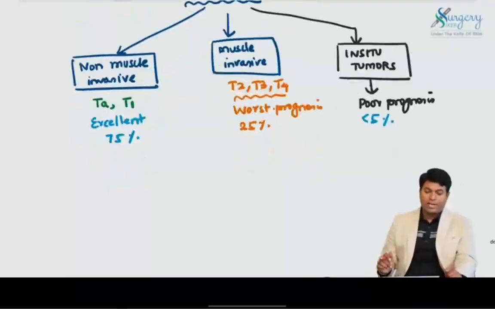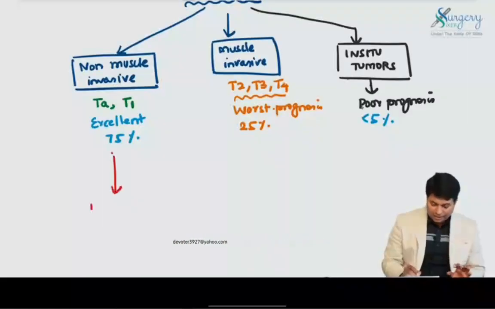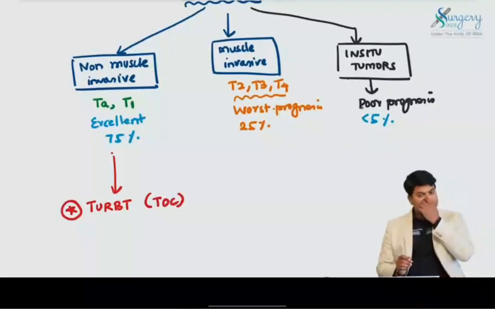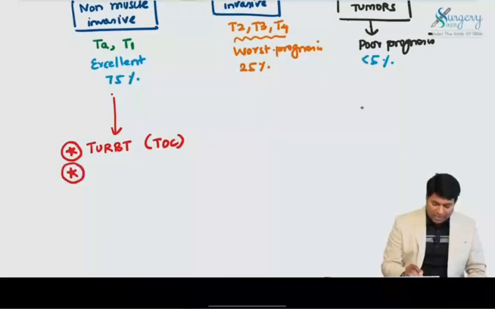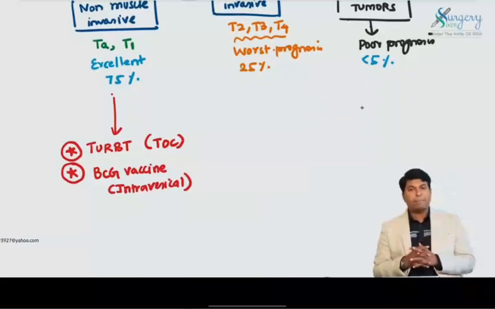So for each cancer, what I'm going to do now will be based on this. For non-muscle invasive cancers, the initial treatment of choice is TURBT, transurethral resection of bladder tumor. After TURBT, we can give BCG vaccine inside the bladder. Intravesical BCG is put inside after transurethral resection of bladder tumor.